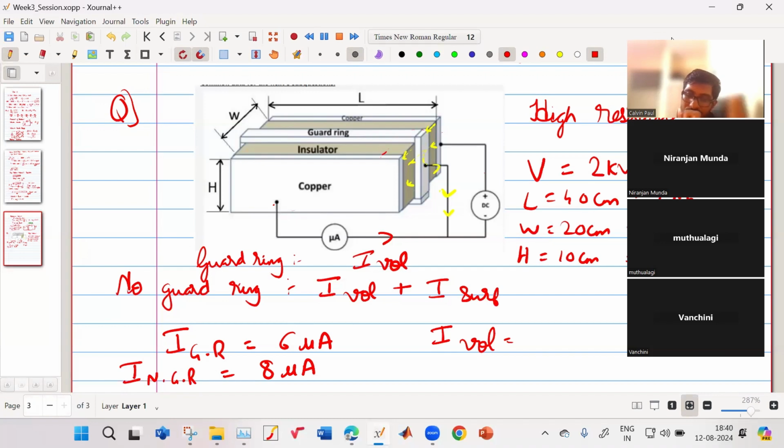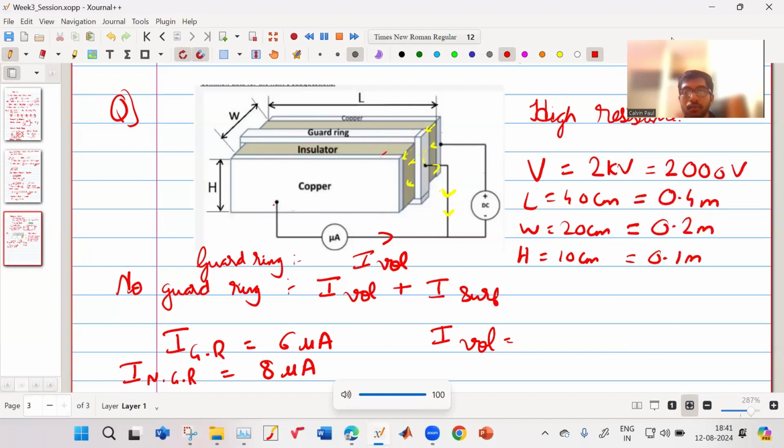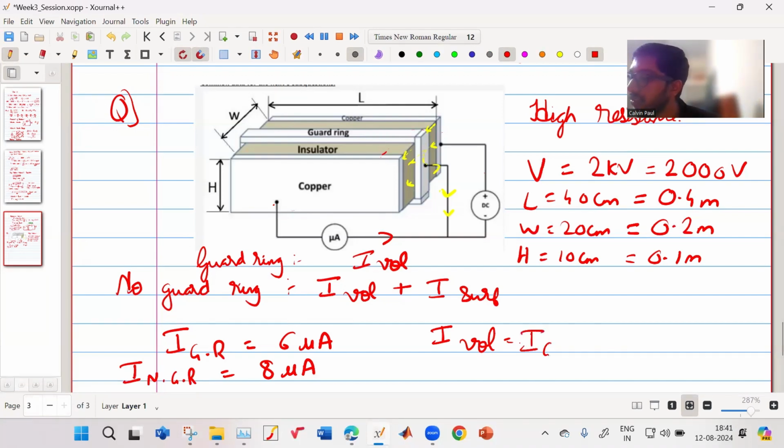Volume current? 6 microampere. So the volume current is actually the current which is flowing in the guard ring. Right? So that is my 6 microampere. Now how much will be my surface current? Yes, correct, 6. So how much will be my surface current?